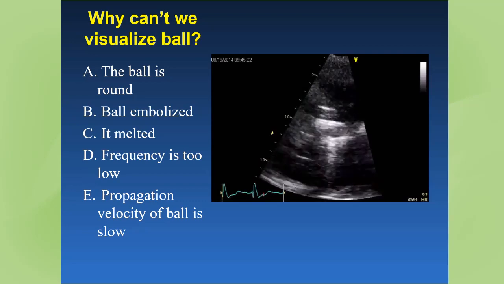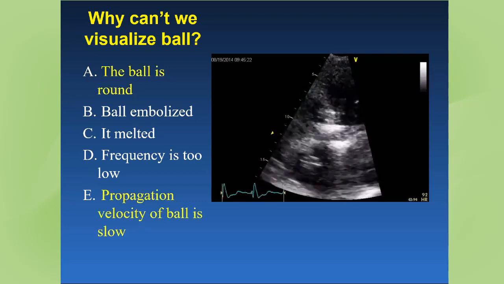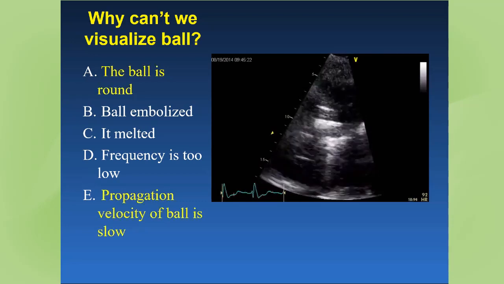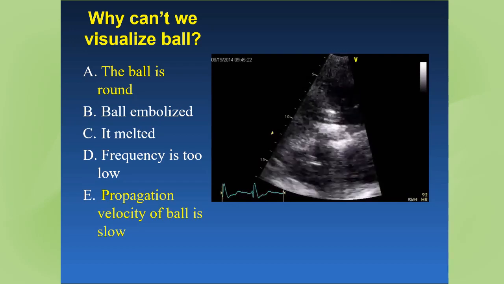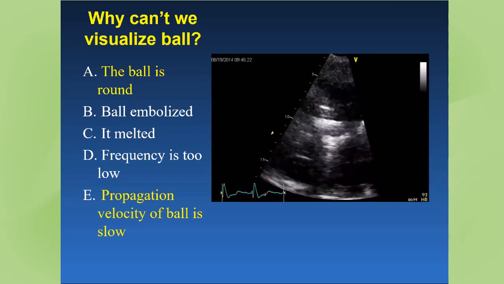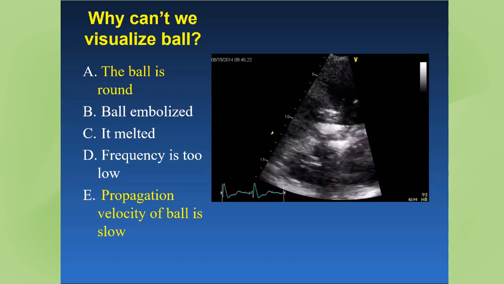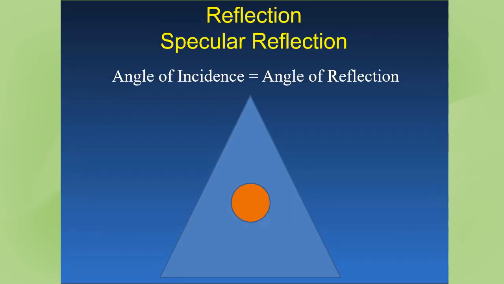And here are the answers that I have. There are two answers. We can't see the ball because the ball is round and because the propagation velocity of the ball is slow. Here's the explanation of those. We remember with specular reflection, the angle of incidence equals the angle of reflection. So all of the ultrasound waves that come down and hit the ball bounce off at the same angle of incidence. And most of the ultrasound waves scatter away. We don't see them because they don't come back to the transducer.